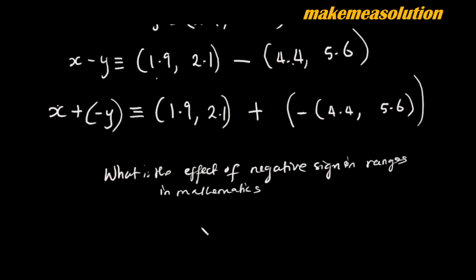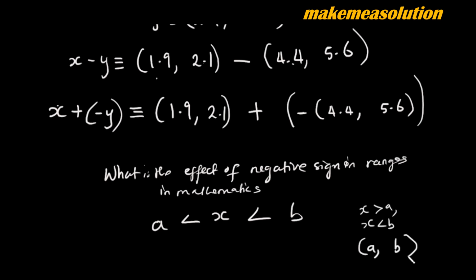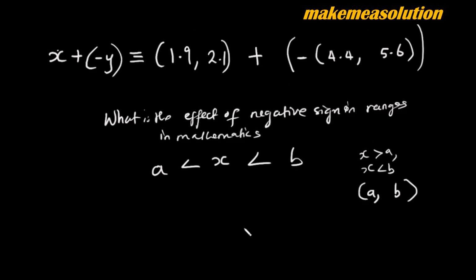So assuming I have an interval defined in this way, x is less than or equal to... I have an interval defined in this way. So this, I hope you know, is still the same thing as x is greater than a and x is less than b. In other words, I have a to b. Okay, so this is what this interval represents. So a less than x less than b.